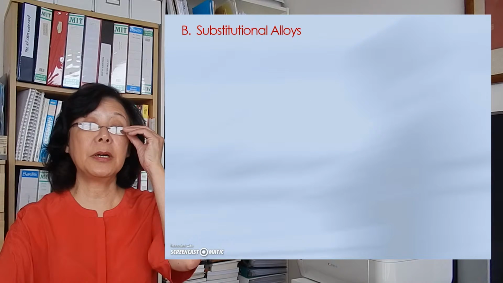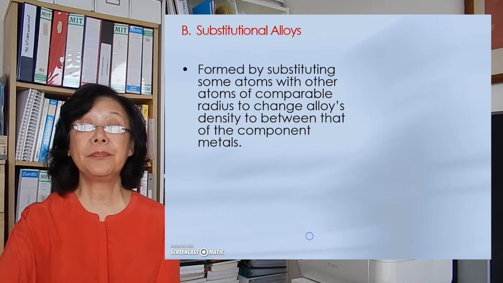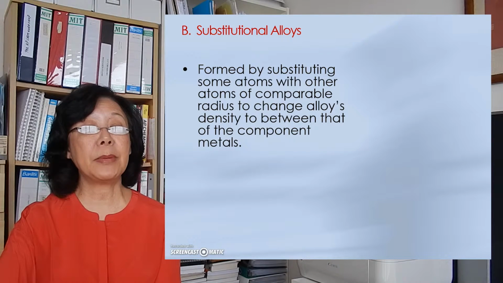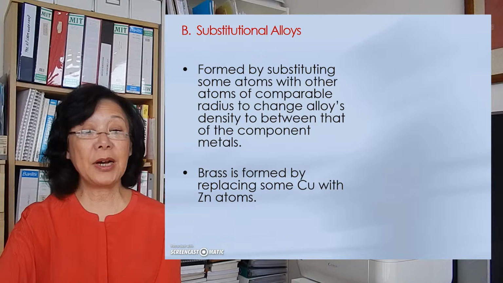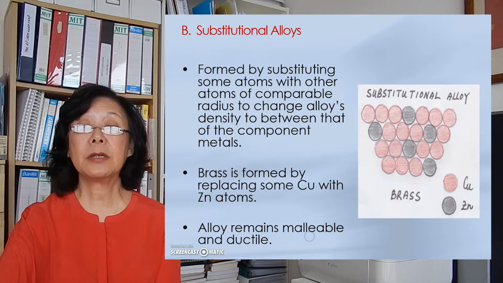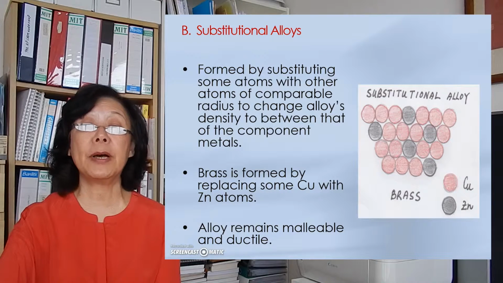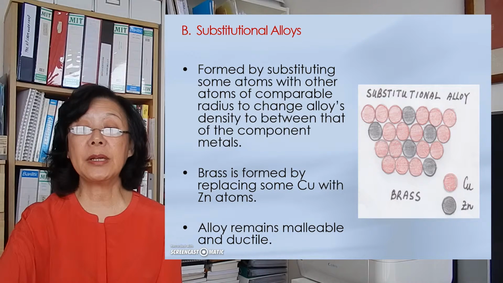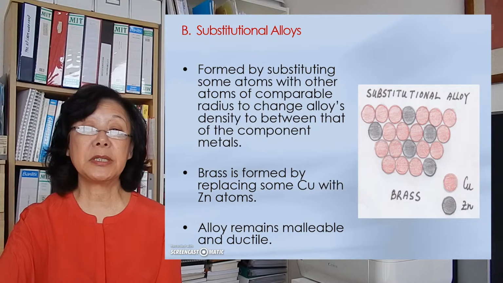The second type of alloy is substitutional alloy, and it's formed by substituting some atoms with other atoms of comparable radius to change the alloy density to between that of the components. Such as brass, which is formed by replacing some copper with zinc. An alloy remains malleable and ductile. So here's a diagram of the substitutional alloy. Copper is red and zinc is gray. So some of the copper atoms are replaced by zinc atoms of similar size.